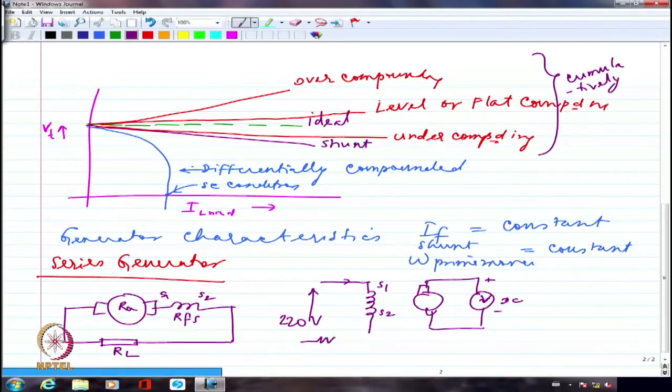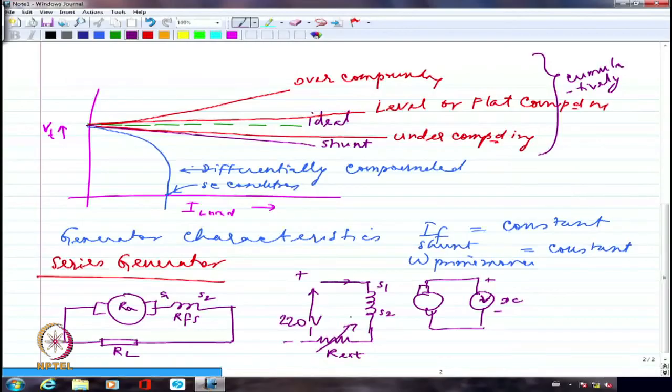So I have to include necessarily an external resistance. Unless I include an external resistance, I am going to see that the series field is going to draw enormously large current. Very, very large current. So it is definitely not a viable option to connect a 220 volt supply directly across the series field. So I necessarily need to connect an external resistance.